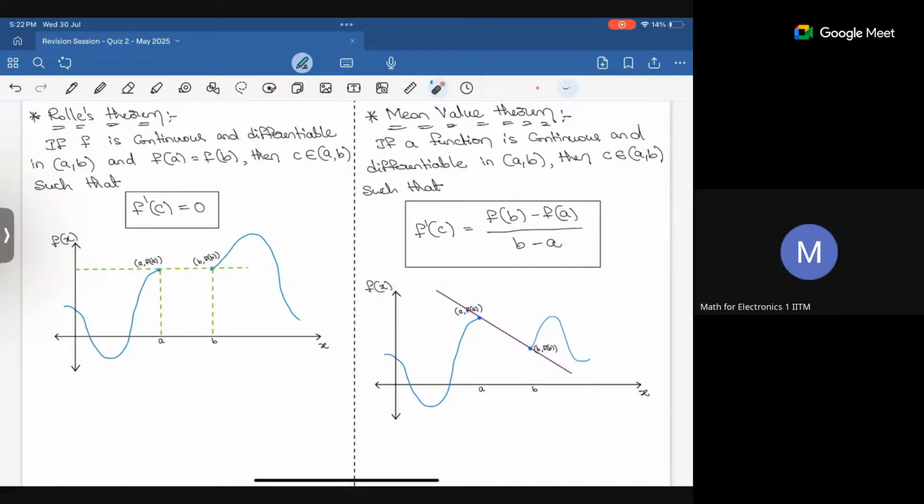So f of b minus f of a divided by b minus a is nothing but the slope of this straight line. And the mean value theorem states that no matter how you connect, there will always be a point c where the derivative value, or the slope at that point, is equal to the slope of this straight line. That's it.